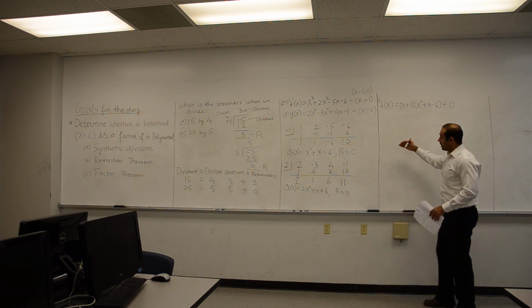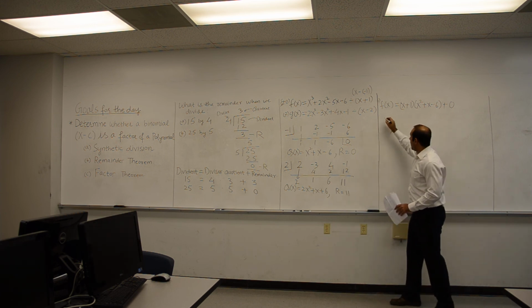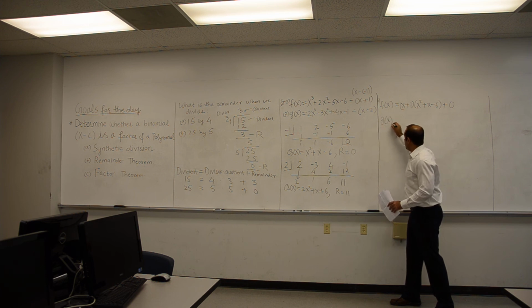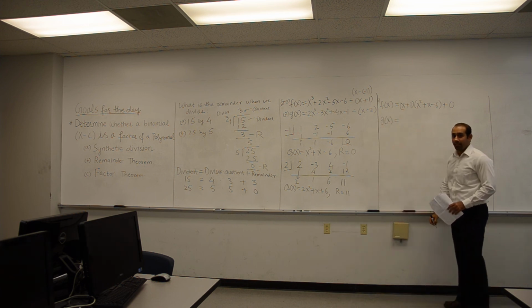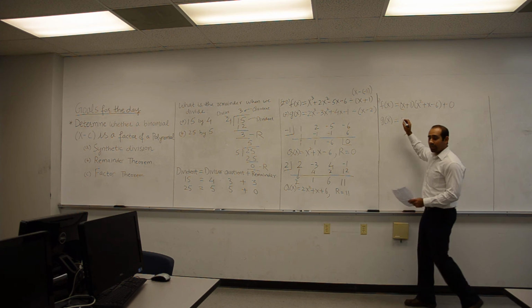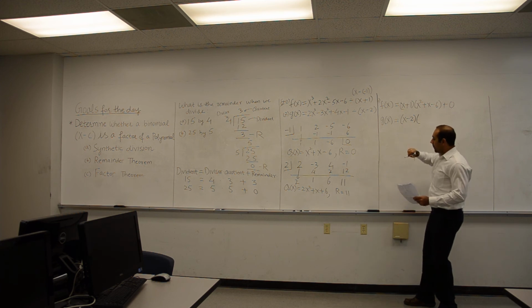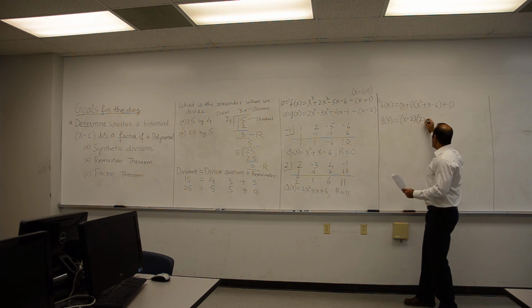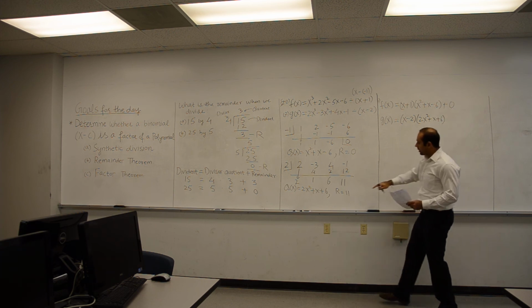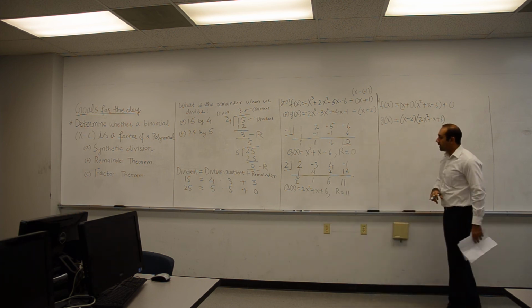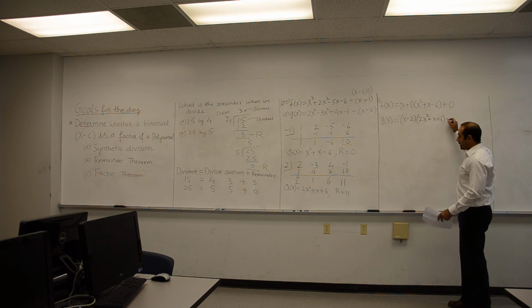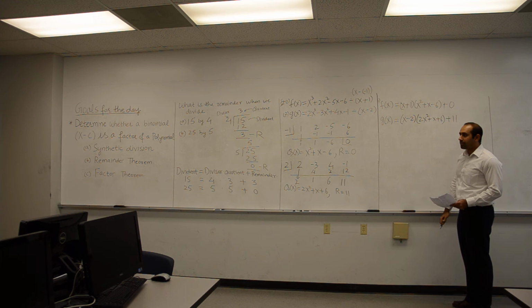And we can do the same thing for number 2. We have g of x, which is our dividend, that equals the divisor x minus 2 times the quotient, which is 2x squared plus x plus 6, the quotient that we obtained by synthetic division, plus 11, which is our remainder. Okay?